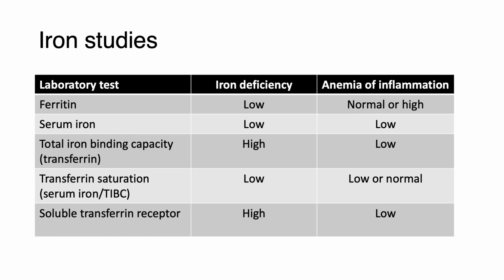So here's a table summarizing the iron studies for both iron deficiency and anemia of inflammation. In iron deficiency, you're going to have a low ferritin, low serum iron, high total iron binding capacity, low transferrin saturation, and a high soluble transferrin receptor. For anemia of inflammation, your ferritin is going to be normal or high. Your serum iron will be low. Your TIBC or transferrin will be low, and your transferrin saturation usually normal but can be low. And then if they don't have iron deficiency as well, the soluble transferrin receptor will be low.